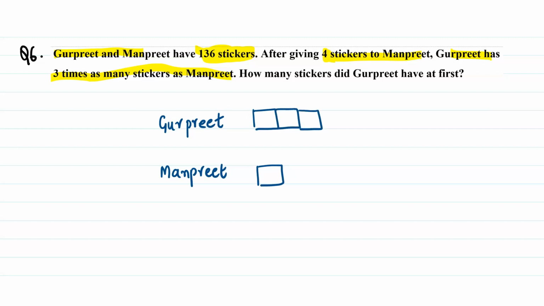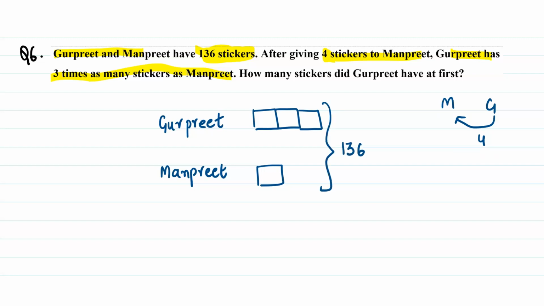Now see, when does this happen? When Gurpreet gives 4 to Manpreet. This happens after this action, but the total remains the same. The total will not be affected if they are giving to each other only. So the total will remain as 136 only.